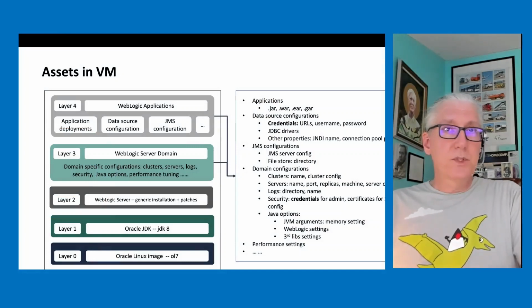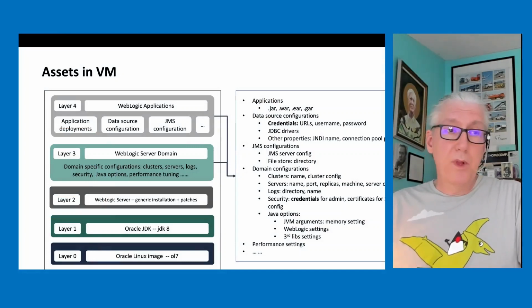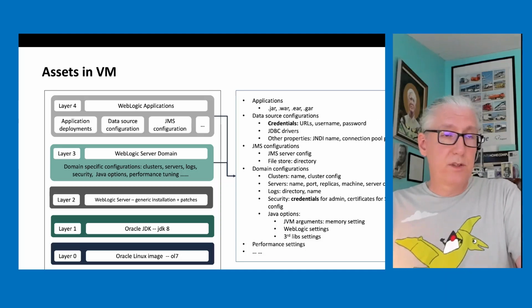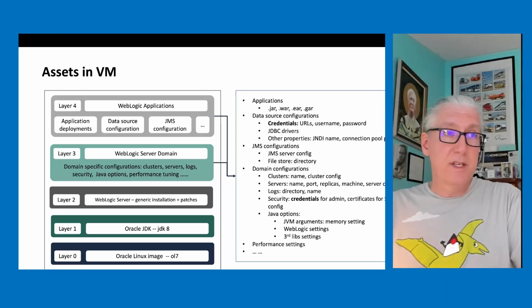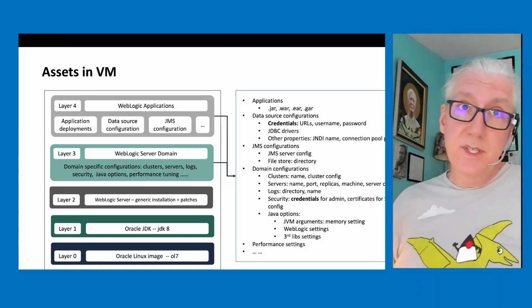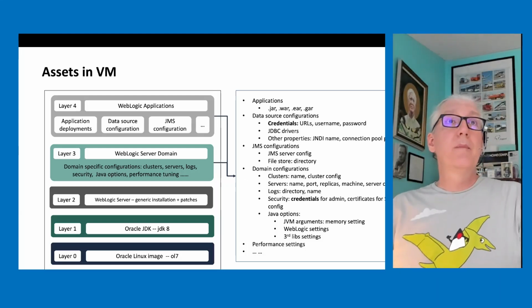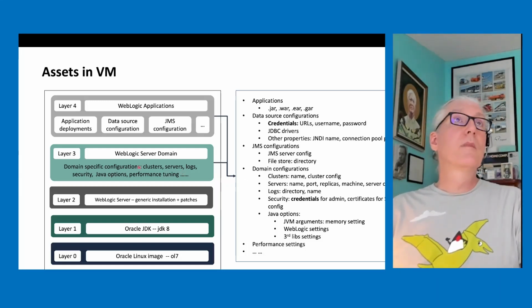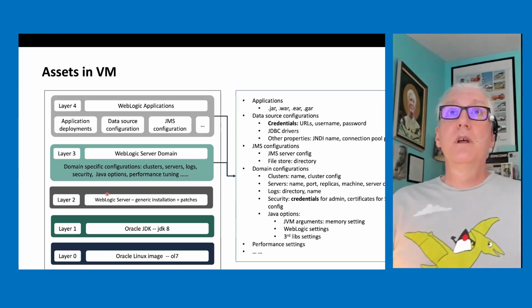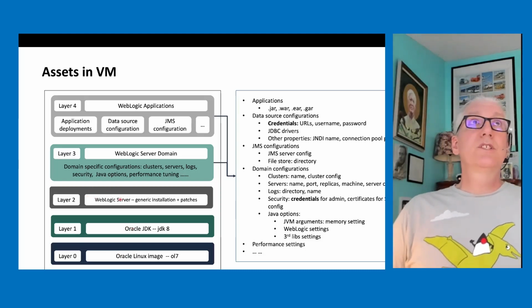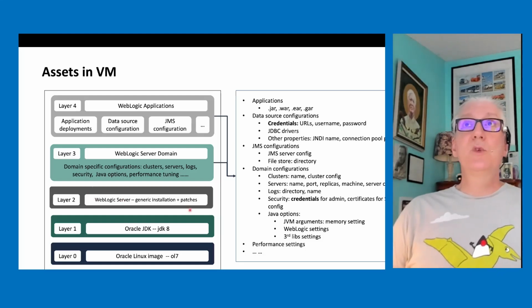This diagram shows how to run WebLogic in general without considering Kubernetes or any kind of special container environment. I'm having it in a VM, but this also applies for bare metal configuration as well. At the bottom level, of course, we have the operating system. On top of that, we have the choice of JDK. Then we have WebLogic Server, which is the generic installation plus any patches you need. And on top of that, we have the domain.